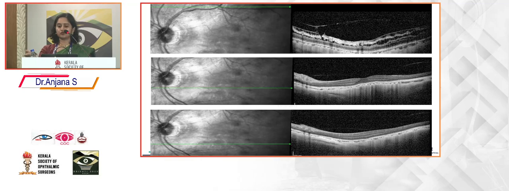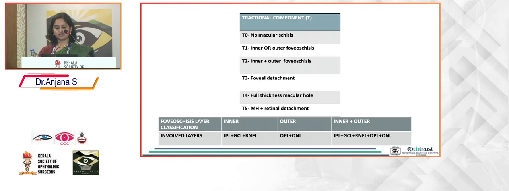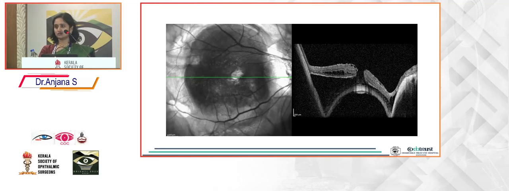All these topics are going to be dealt with in detail in the subsequent slides. So here is a patient with a macular hole RD. So it is T5 as per the ATN classification. This topic is also going to be dealt with in great detail in the subsequent sessions. Thank you so much.